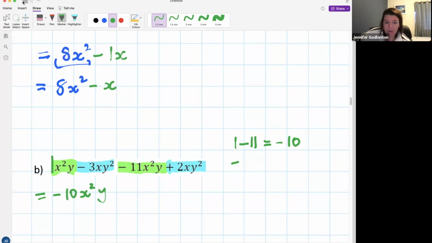And then I'm going to look at my blues. I've got negative 3. Okay, negative 3 plus 2. So those are my blues. That's going to give me negative 1. So I'm going to write negative 1 xy squared. And remember, you could also just write negative xy squared. Same, same.